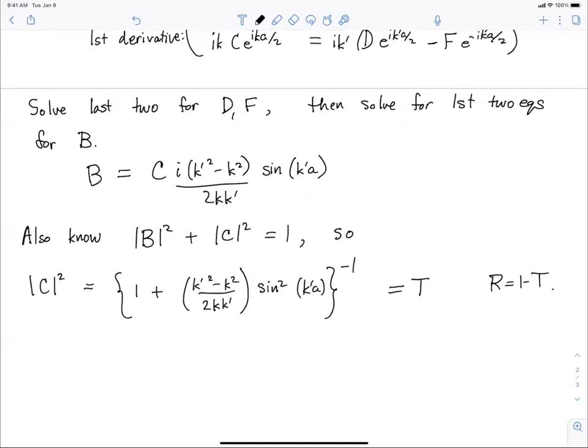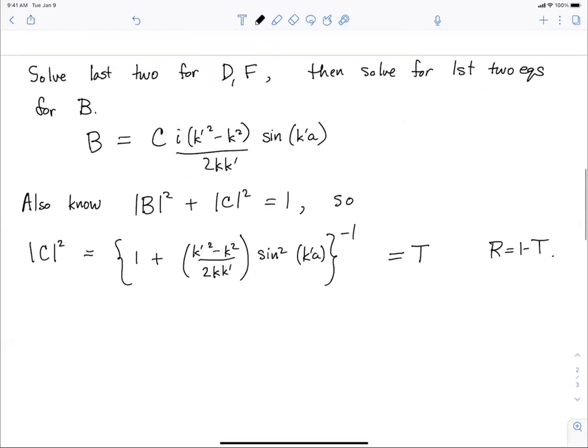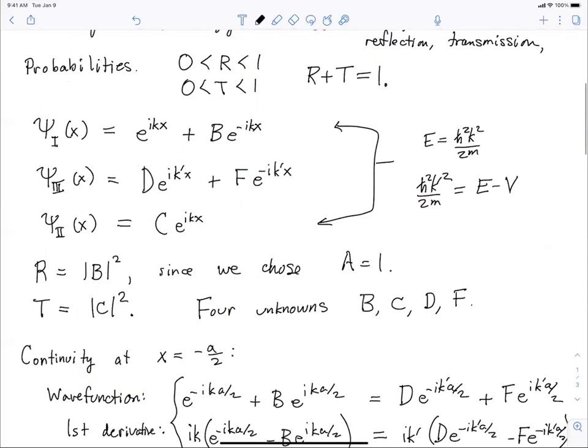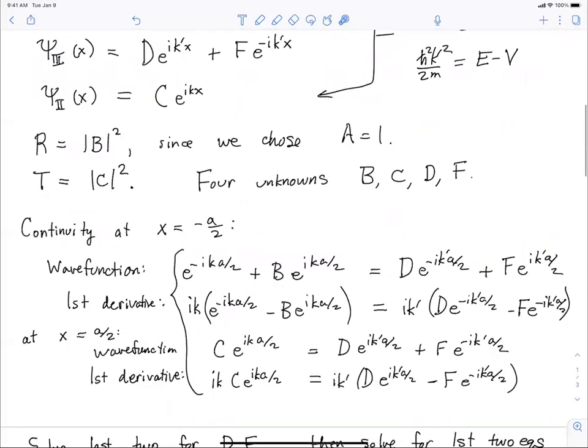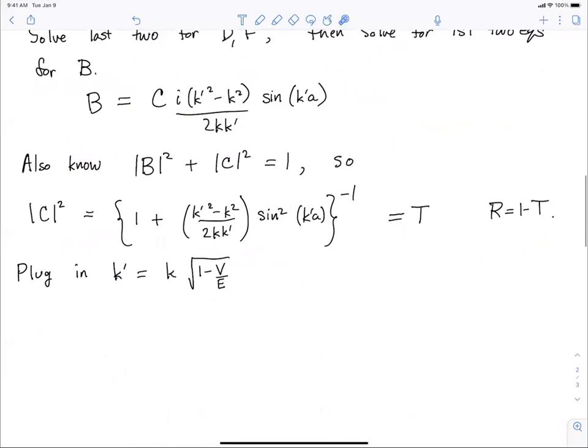So a lot of times what you want to do is write your answer in terms of the energy of the particles that you're sending in. So we can do that pretty easily. We can plug in that if you solve for k prime, it's equal to k times square root of 1 minus the potential barrier over the energy. Okay, that came from back here. Those 2 equations allow you to solve for k prime. Okay, and so we can write the transmission coefficient, that was our actual goal, as 1 plus v squared.